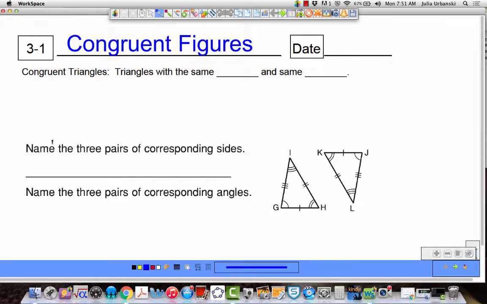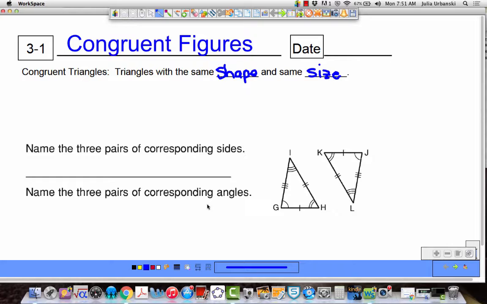So 3-1, congruent figures. Congruent means everything's the same. Figures means it could be any shape at all. Congruent triangles, in our cases, are triangles with the same shape and the same size. Two triangles that have the same shape but a different size are called something else.